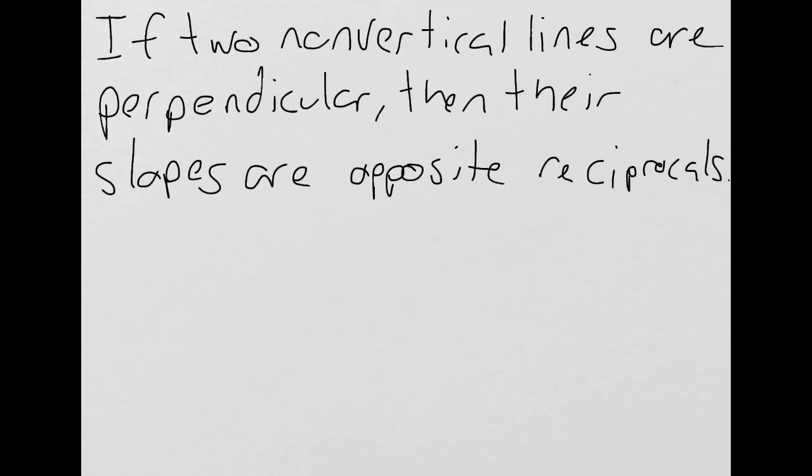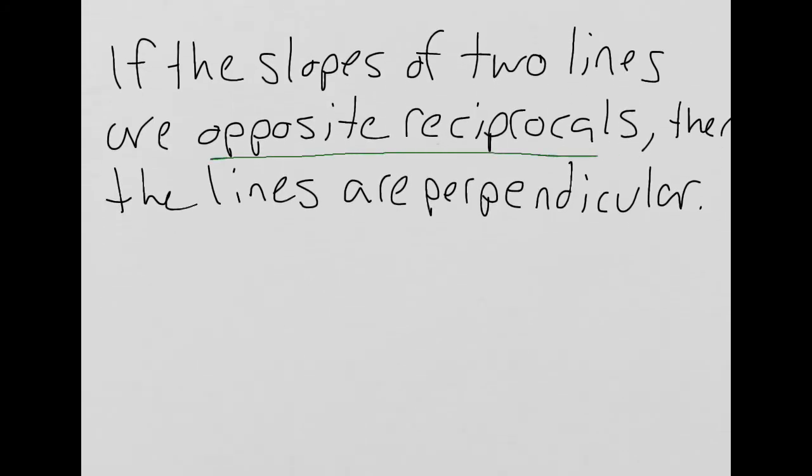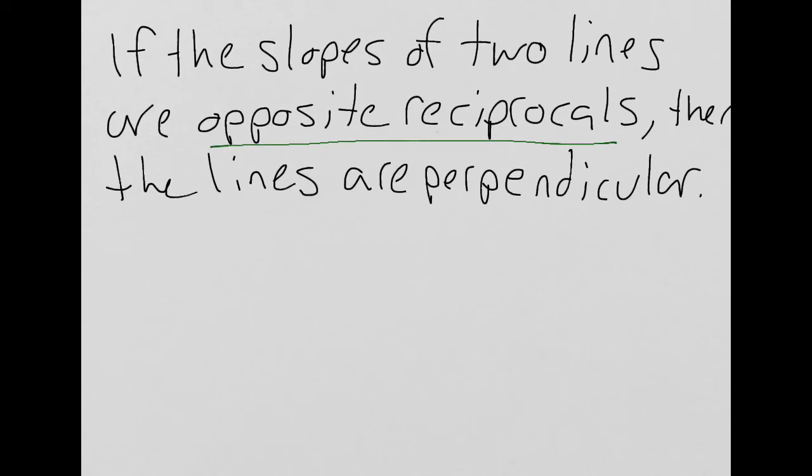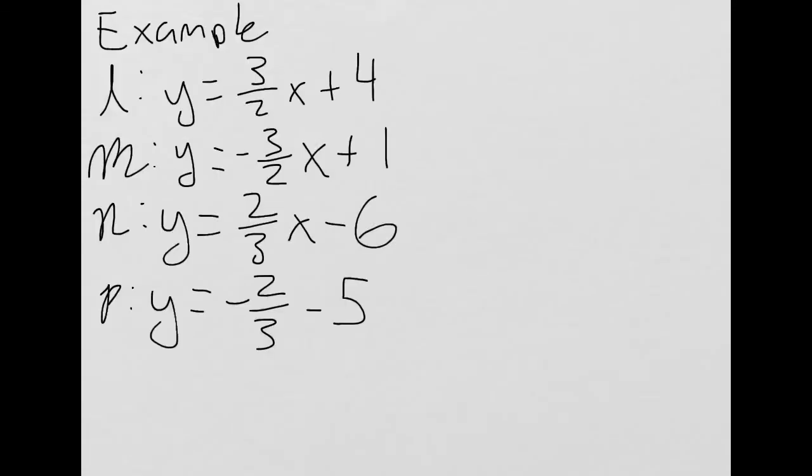So now let's talk about some properties of perpendicular lines. If two non-vertical lines are perpendicular, then their slopes are opposite reciprocals, and that's what we just talked about. Also, if the slopes of two lines are opposite reciprocals, then the lines are perpendicular. And finally, any horizontal and vertical lines are perpendicular, and we can think about that like this. If any lines are horizontal and vertical, then they are going to be perpendicular.